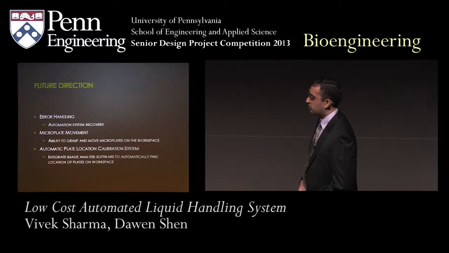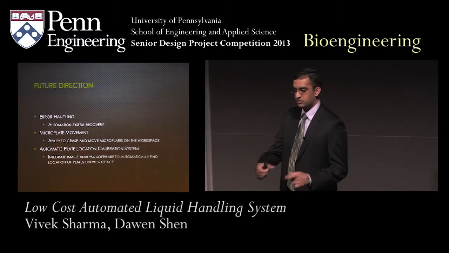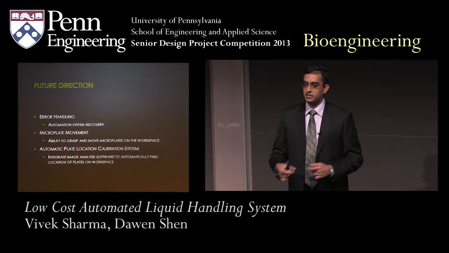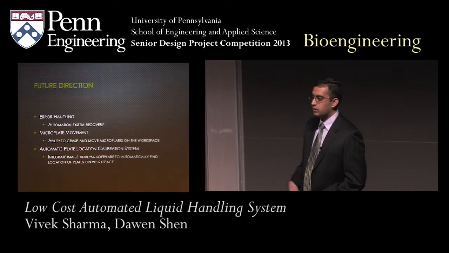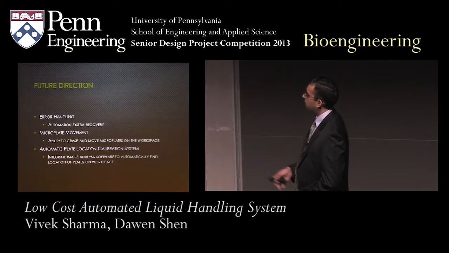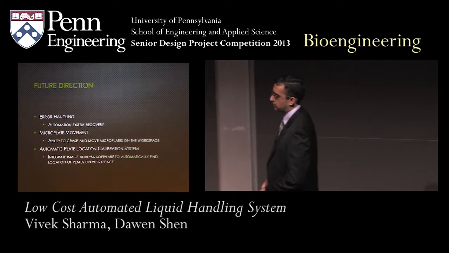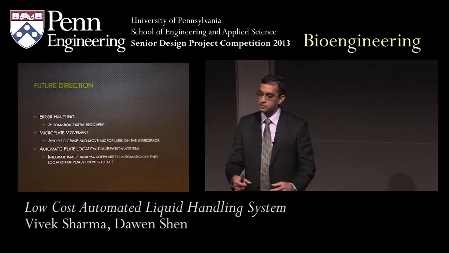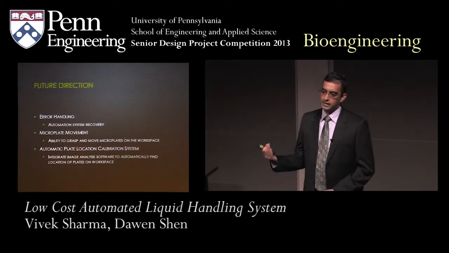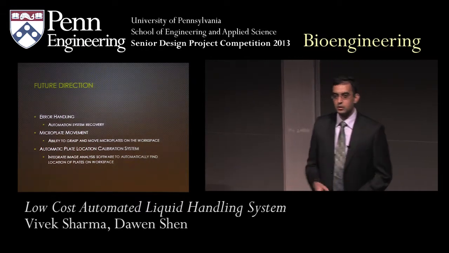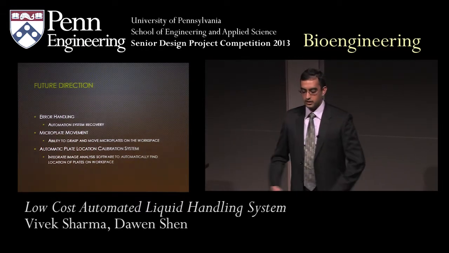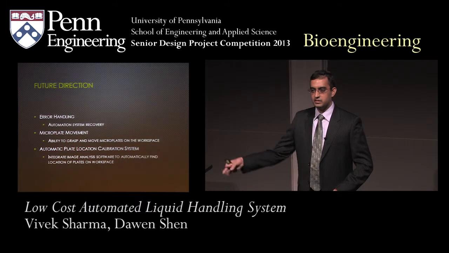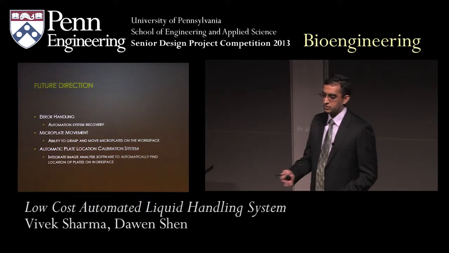We also want to implement microplate movement, the ability to move these test plates to different locations on the deck, so you can increase your experimental variability in that sense. And also integrate this automatic plate location system. So you put a plate on the deck of the machine. The way it is now, you have to calibrate the system to that plate. What if we had an image analysis system that could image the deck and automatically self-calibrate those vessels in our workspace?